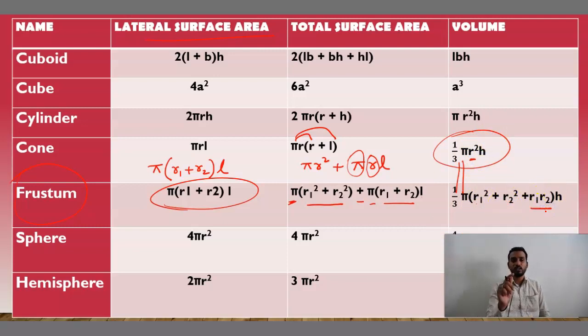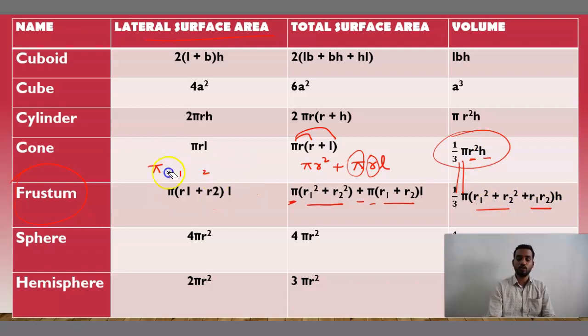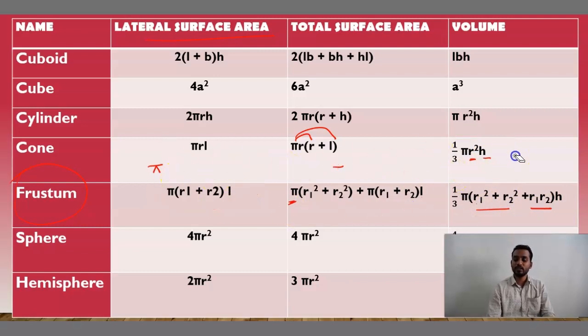This is the only thing you need to remember, in case of volume, not in total surface area, only in volume. R square means R1 square plus R2 square plus R1 into R2. Then H as it is. So we got the volume of the frustum of a cone. Is this clear? How to remember this? Yes, very good. Now we will see sphere.